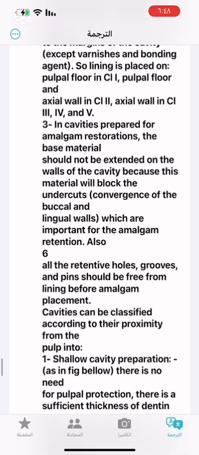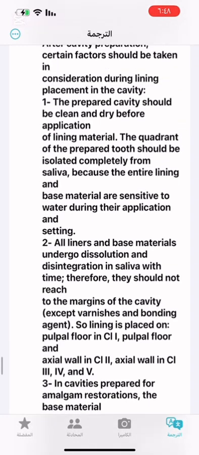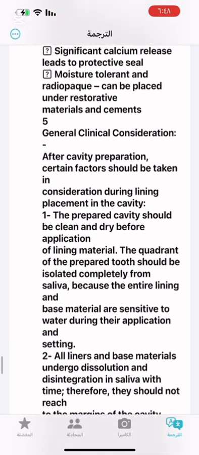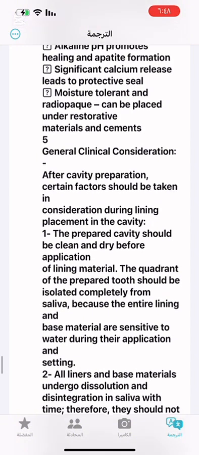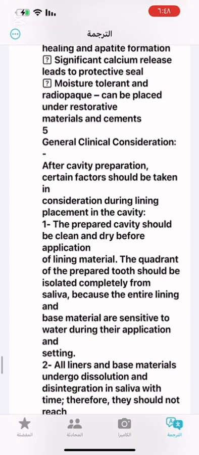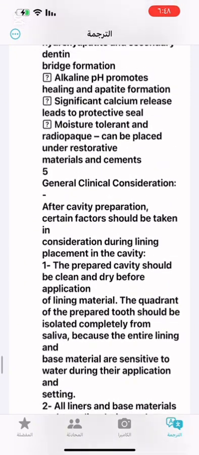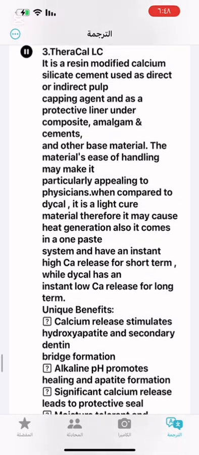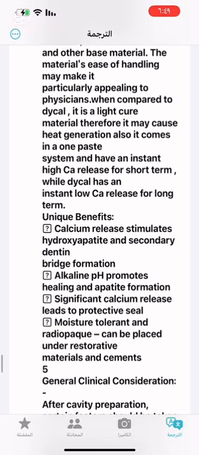Unique benefits. Calcium release stimulates hydroxyapatite in secondary dentin bridge formation. Alkaline pH promotes healing and apatite formation. Significant calcium release leads to protective seal. Moisture tolerant and radiopaque, can be placed under restorative materials and cements.